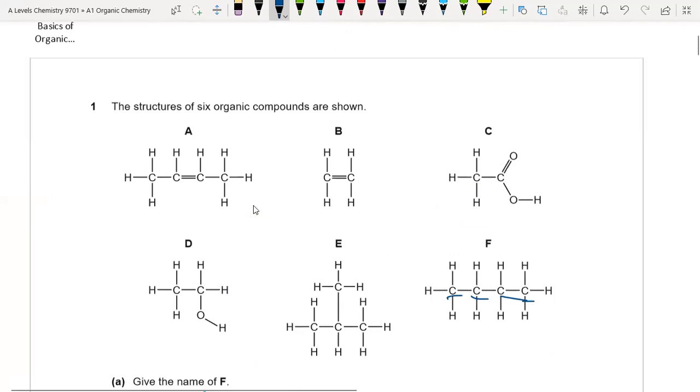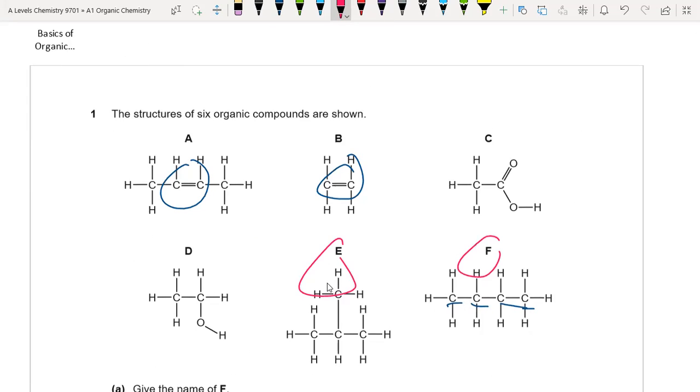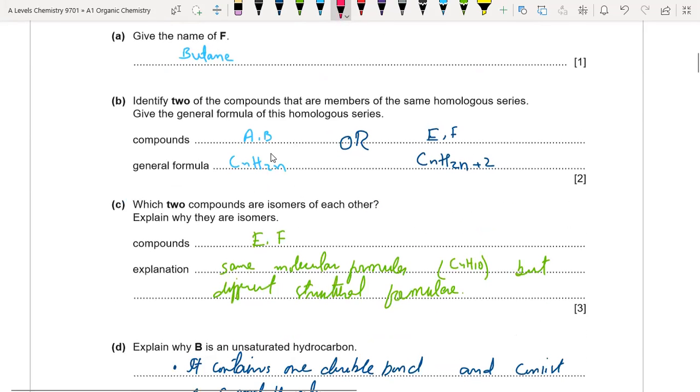A and B both are alkenes. Similarly, E and F both are alkanes. A and B both are alkenes, and their general formula is this. And E and F are alkanes, so their general formula is this. Both pairs are from the same homologous series. A and B are from the alkene homologous series, and E and F are from alkanes.